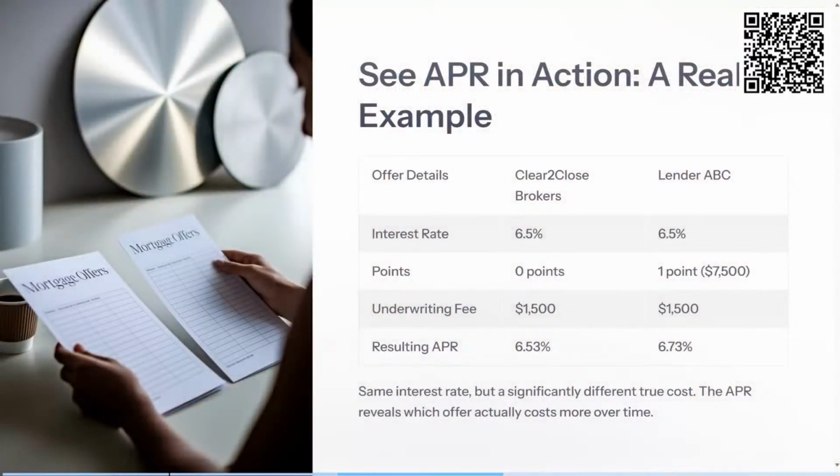So let me bring that back. A point is 1% of the loan amount. So in this case, it's going to be $7,500, because what we're assuming here is a purchase price of $1 million, putting 25% down on a loan amount of $750,000. Now, the underwriter fee for both of them is going to be the same. So how you tell which one has the better offer for you is looking at the APR. As a result, Clear to Close Brokers has a 6.53 APR, and lender ABC has a 6.73 APR. Really interesting stuff, huh?